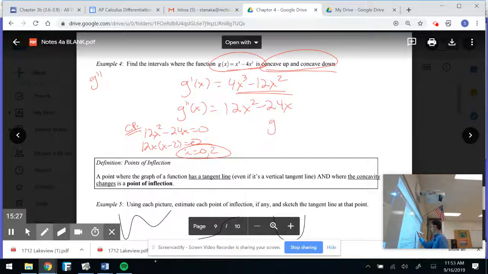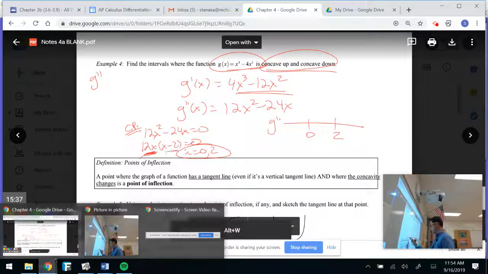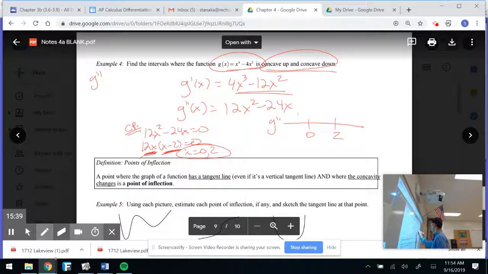So come over here and do a sign analysis for 0 and for 2. Let's go ahead. A number to the left of 0, -1. Put a negative in there, I get a negative, that's a positive. Let's put a 1 in there, I get a negative. Put a bigger positive in, I get a positive. Booyah. Look at how sweet that is. I can just answer all my questions now.